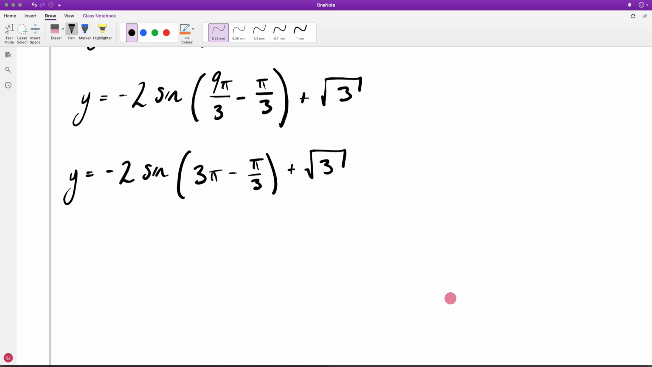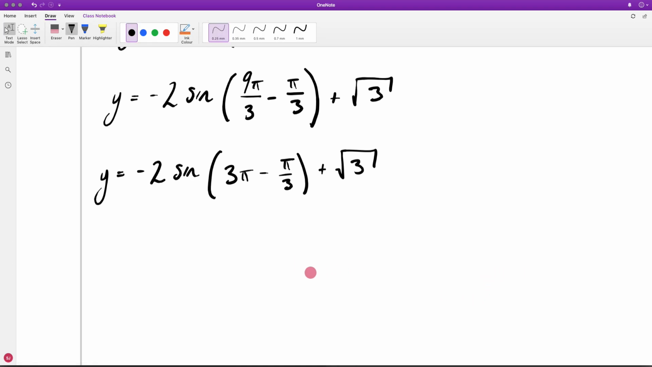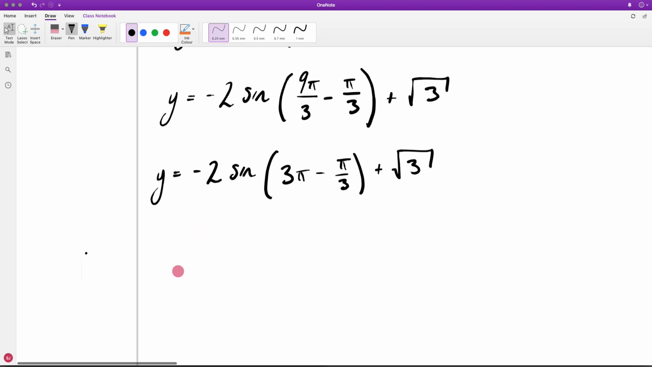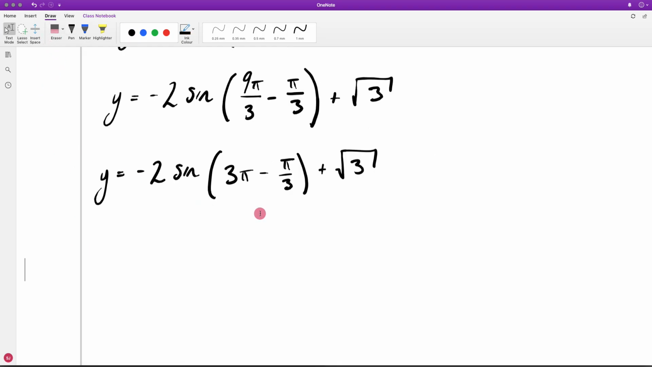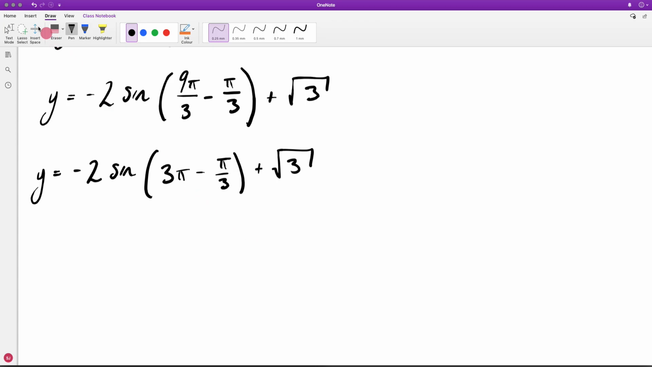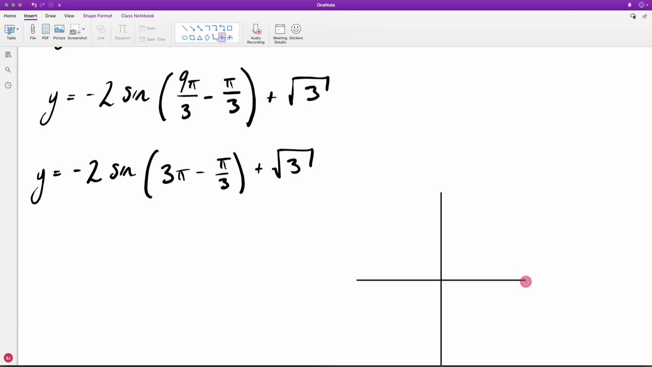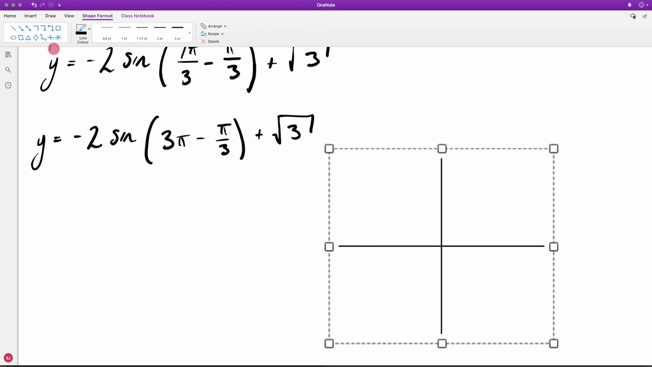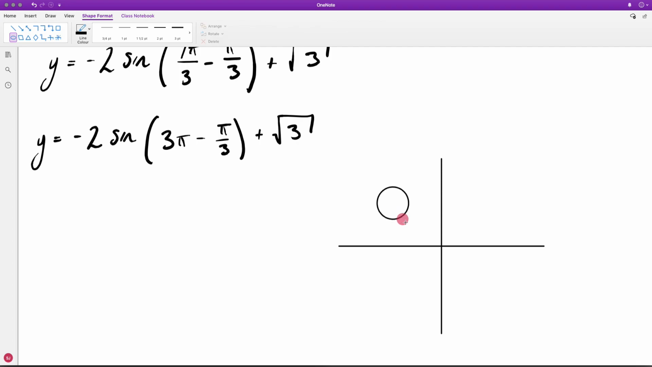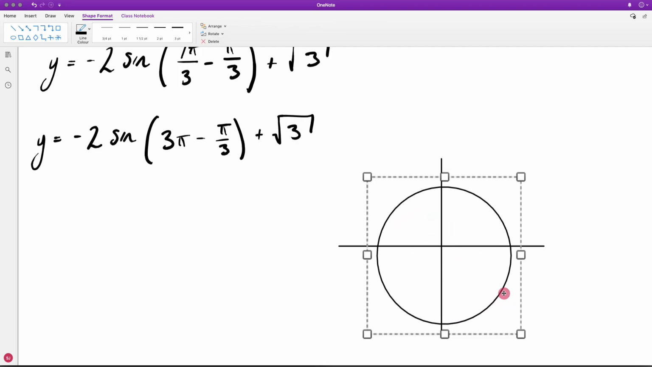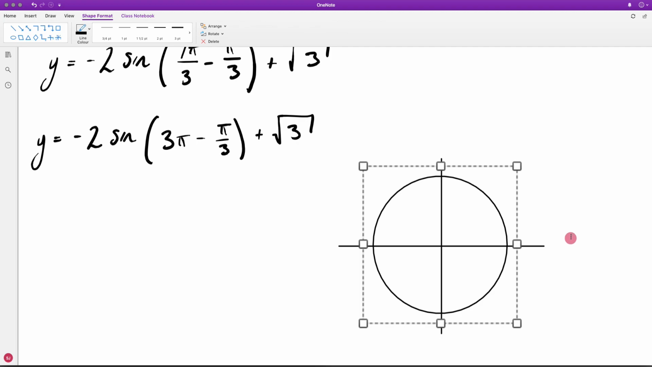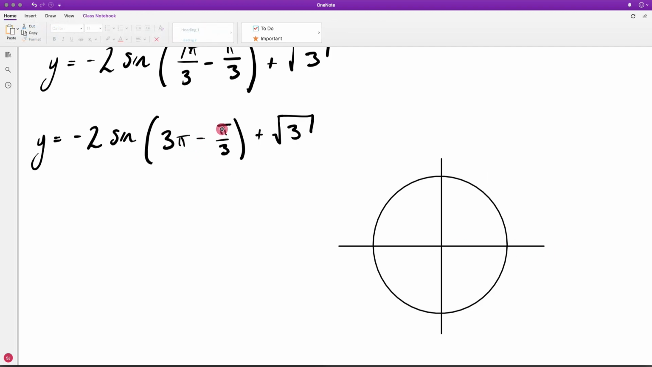Now, if we were to think of my unit circle, let me come over here. My computer's freaking out on me. Let me go over here. Let me draw that in. Then let me draw a circle. Perfect. If we were to think of 3 pi minus pi on 3, let me draw what that would be.